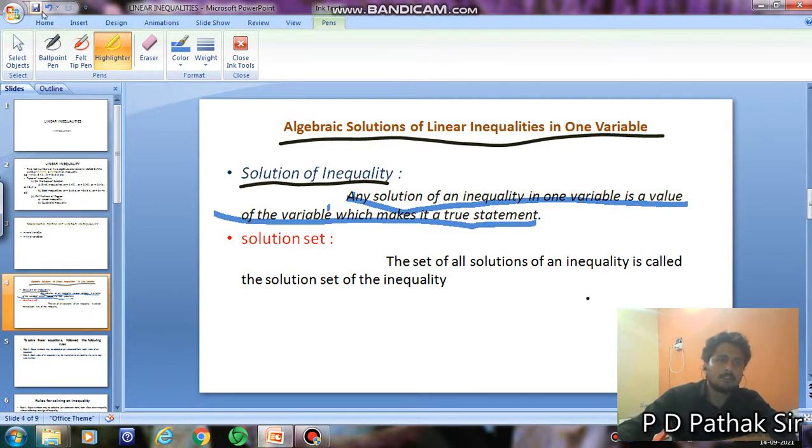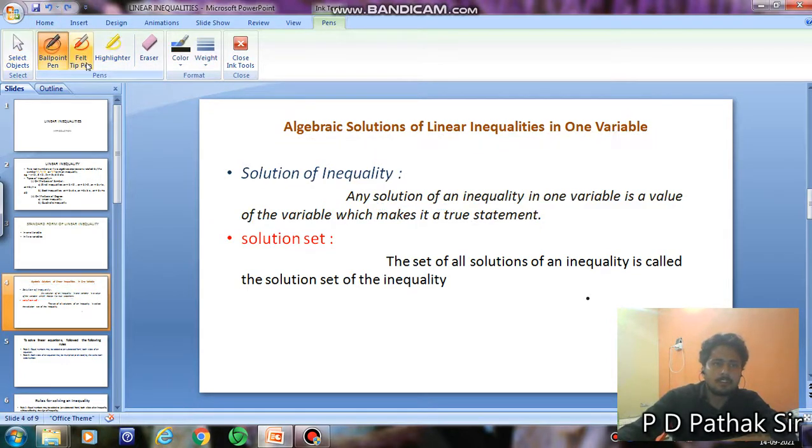So what is the meaning of this? Suppose I am taking one inequality. You know what is inequality? A statement or an algebraic expression containing any one of the symbols less than, greater than, less than equals to, greater than equals to is called linear inequality. And suppose I am taking x less than 5, x less than 5, this is an inequality.